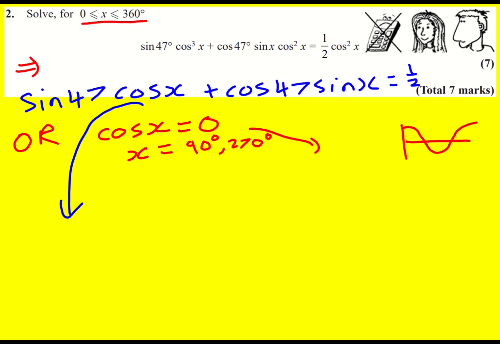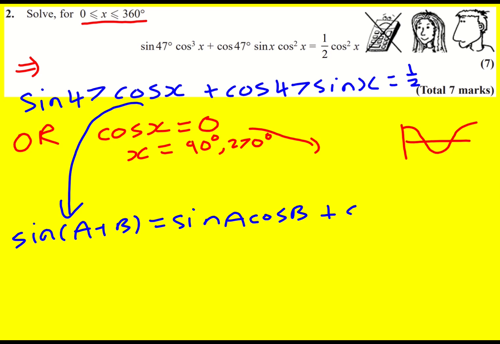So this one, what to do with that? We've got sine 47, we've got cos, and so on. But like you might recognize, and this is what you have to be able to do, this can be written using an addition formula, and it's the sine one. Sine A plus B is equal to sine A cos B plus sine B cos A. So this is what is happening here, but with A equal to 47 and B equal to x.